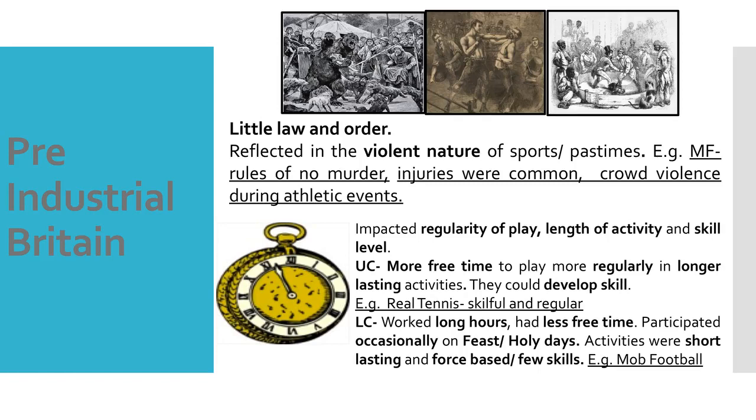So we see that lower class sports were incredibly violent in their nature, and you know this. Your sport and examples are always in history, and the sociocultural studies is your evidence. So what is the evidence that you've got to support your claims? You know, for example, that mob football had rules such as no murder. You know that injuries were common. You know that there was lots of crowd violence in athletics because of the wagering. You know that they pursued activities such as bare knuckle boxing.